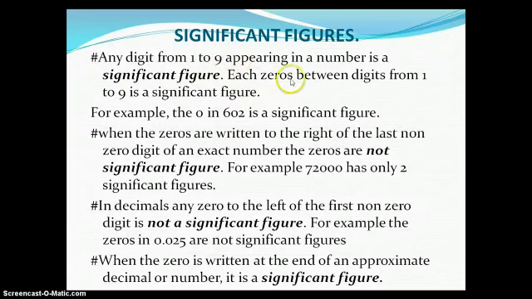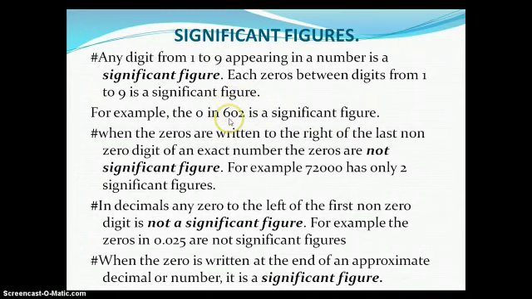Then we say that each zero between digits from 1 to 9 is a significant figure, meaning that zeros which appear in the number between 1 to 9 are also significant figures. Okay, take an example. For example, the 0 in 602 is a significant figure, meaning that here we have 3 significant figures.